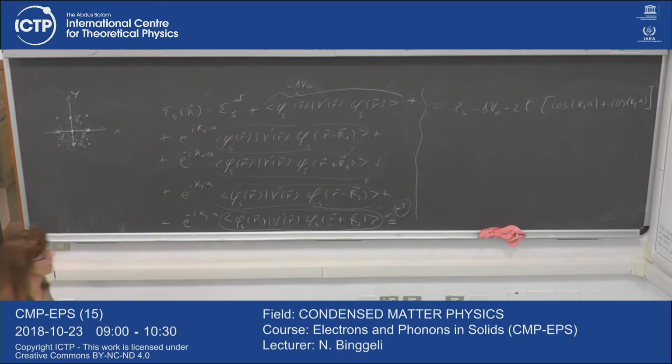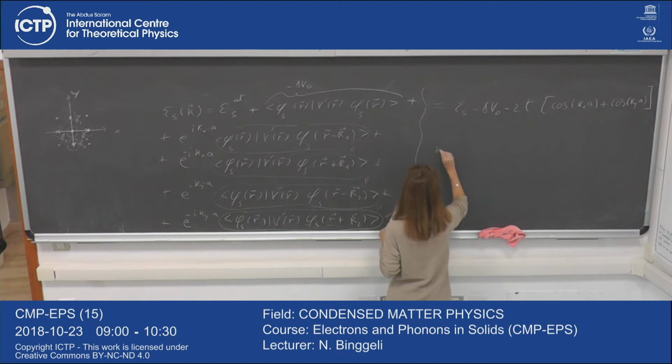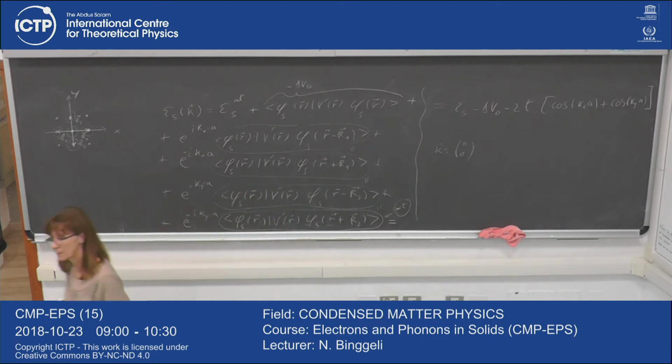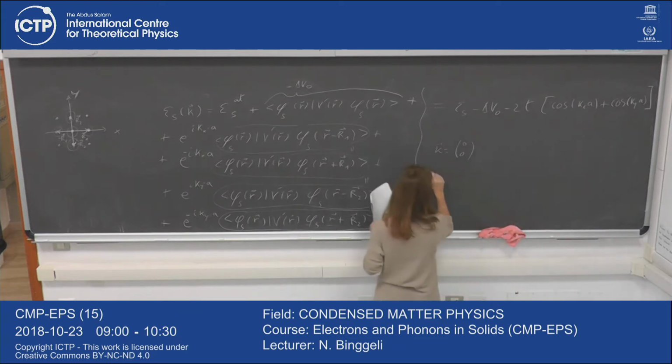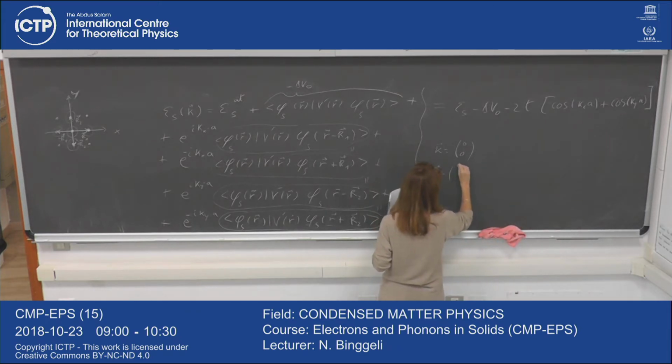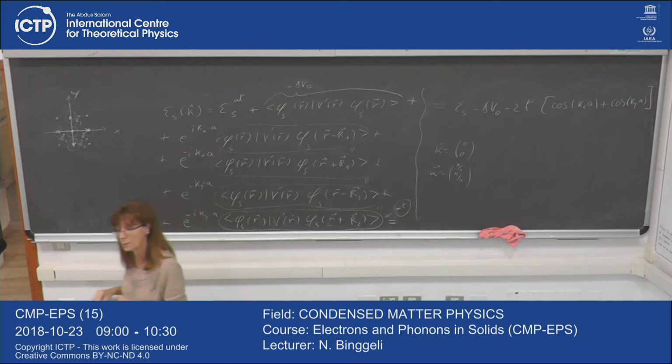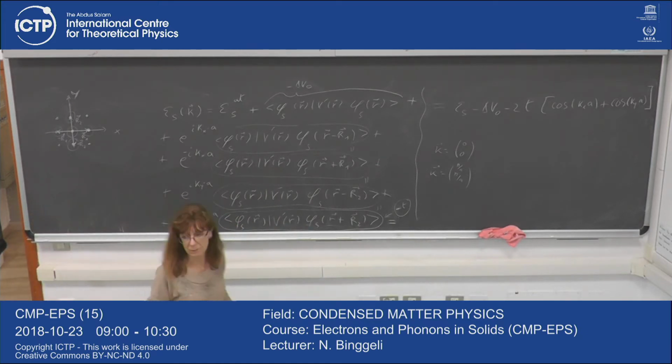If you take k equal to 0, 0, you obtain here 2. And if you take k equal pi over a, you obtain minus 2. So mathematically, it's a function of two variables, so you need to. Okay?